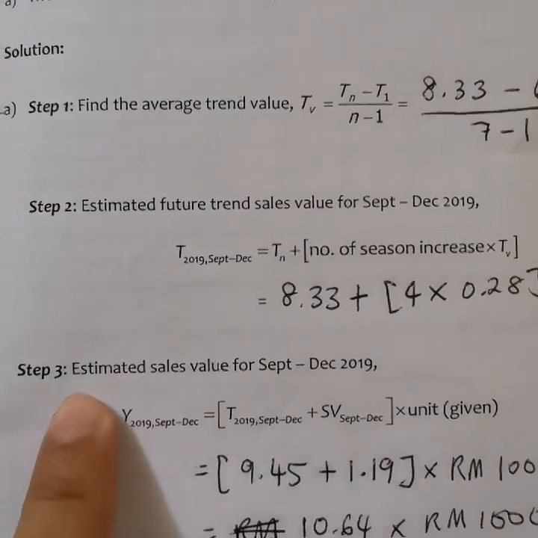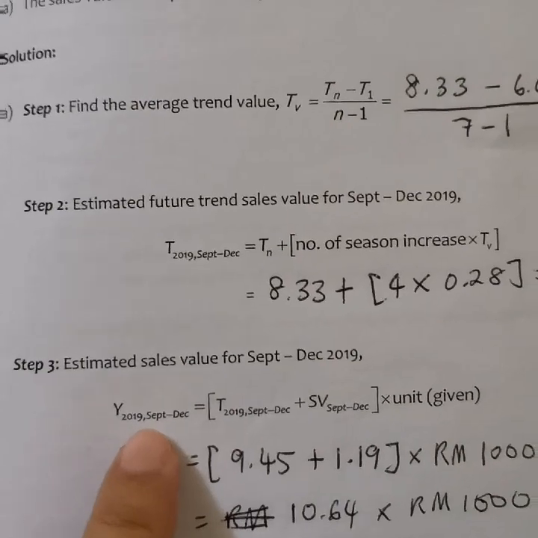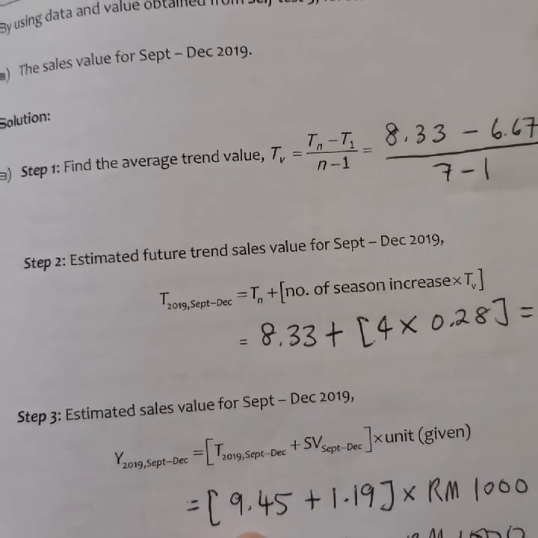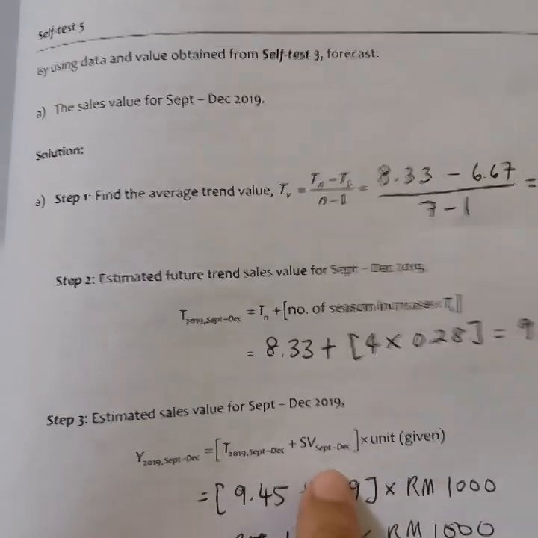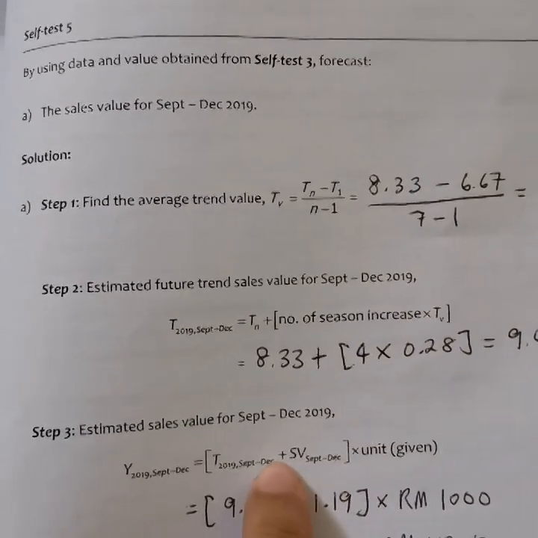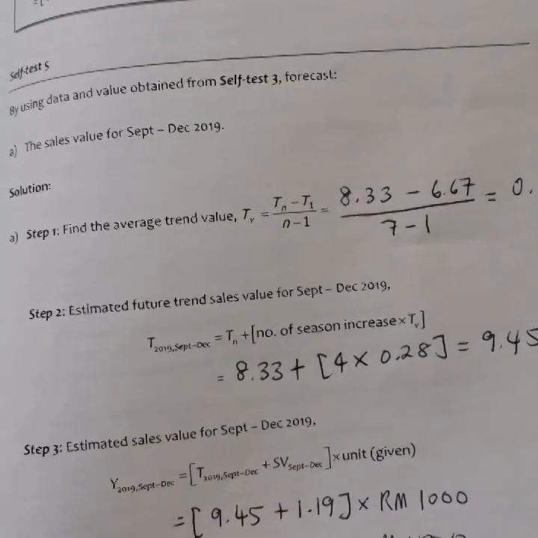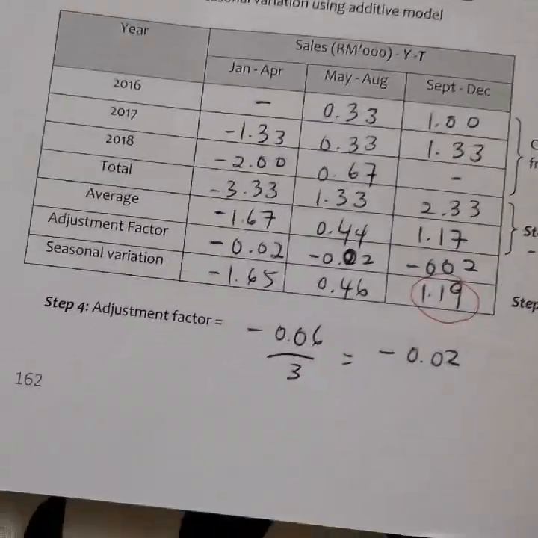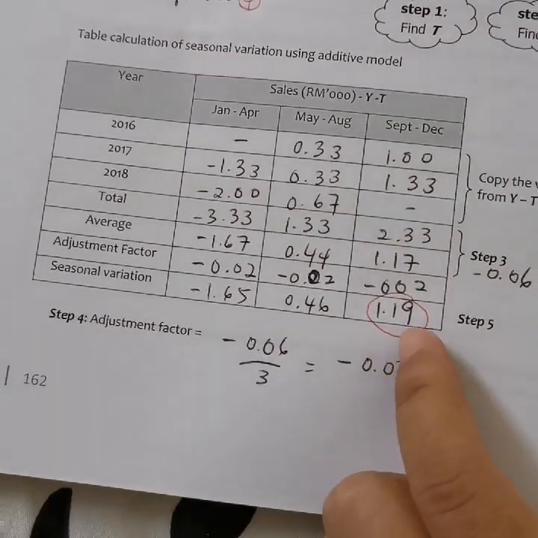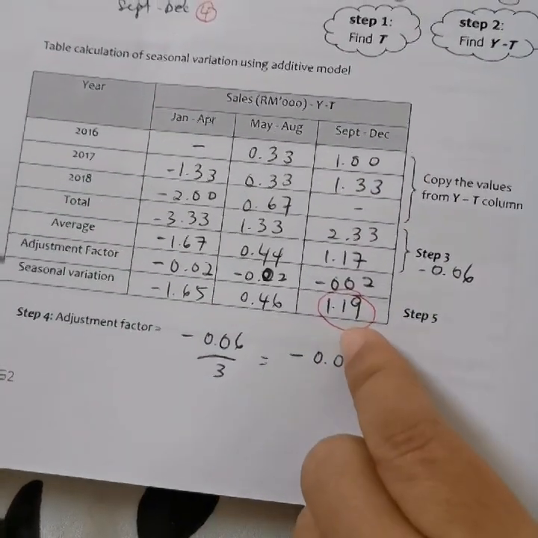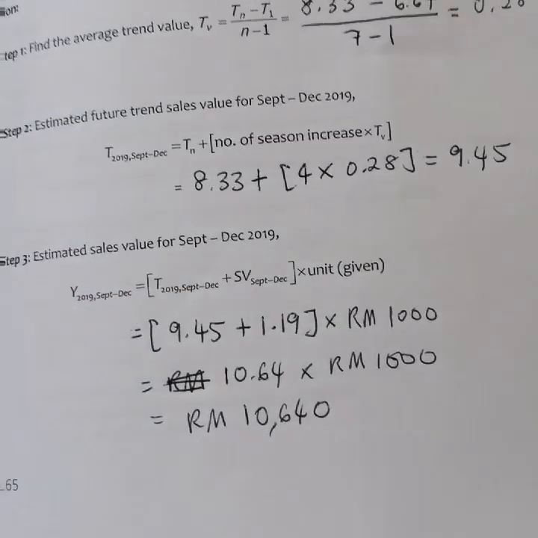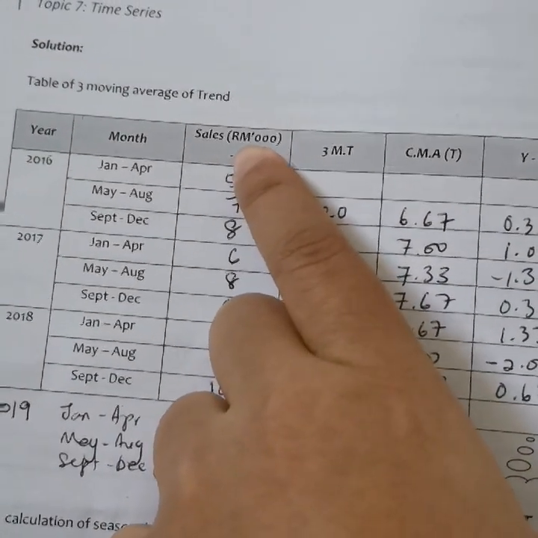After you find the trend value, the last step is to find the estimated sales value for September December 2019. You have your value of trend already. Now is the time for us to look at the seasonal variation that happened for September December. For this season, we have the value of seasonal variation. So 9.45 is the one that we get here, and 1.19 comes from the second table of seasonal variation for September December. We add this one, and don't forget that after we add it up, we need to see what unit is given for the sales, or for the data. From the data we can see it is about RM 1000.